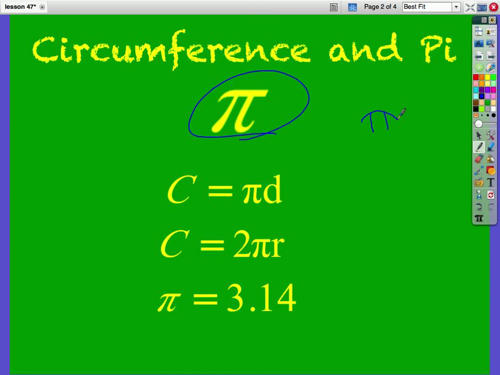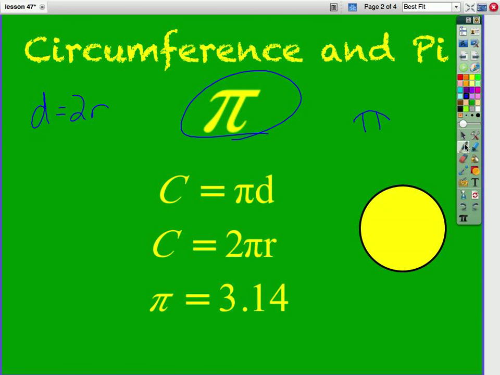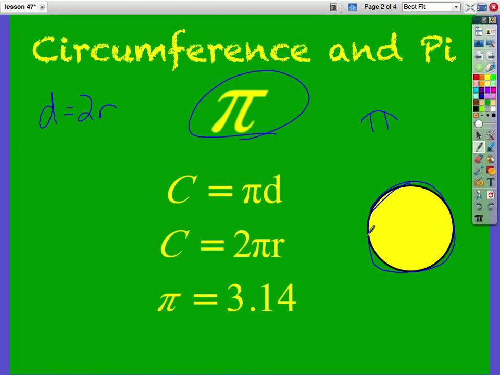Okay. So before we talk about circumference and pi, remember that we have diameter and radius. Remember, 2 times the radius is going to equal the diameter. Okay, so circumference is the perimeter around a circle. So if I put a circle here, remember the circumference is around the circle, the perimeter there.